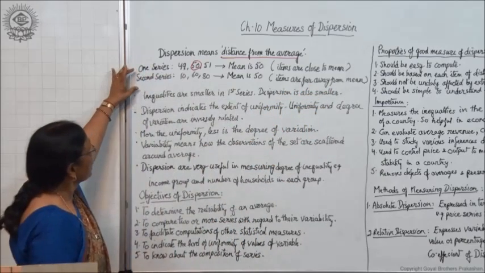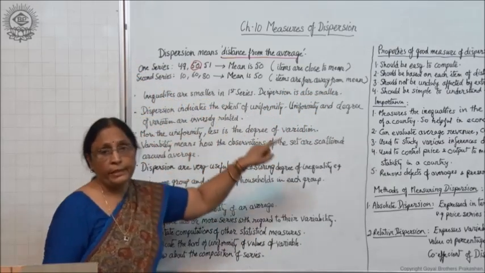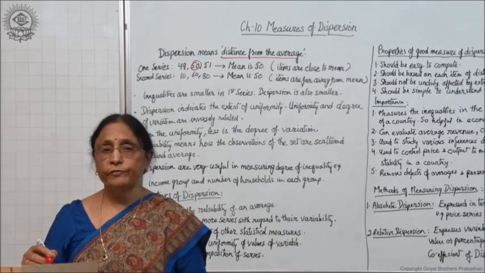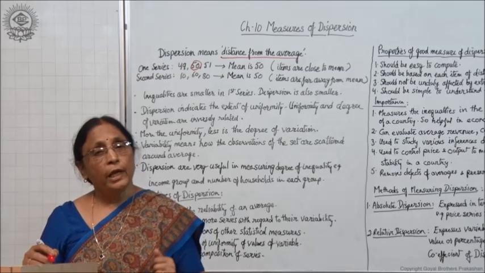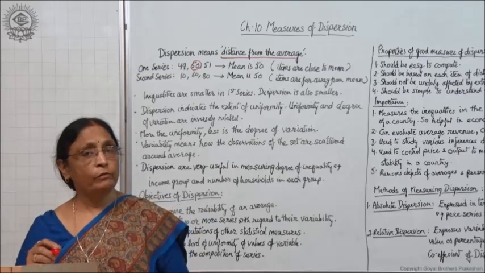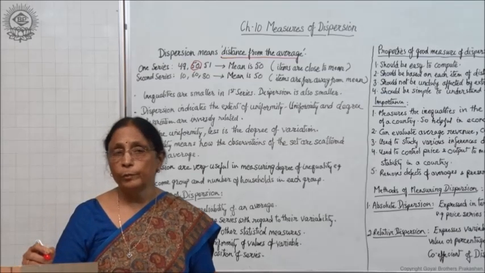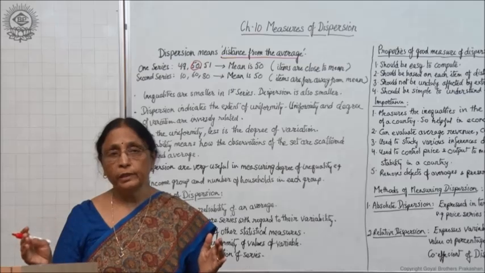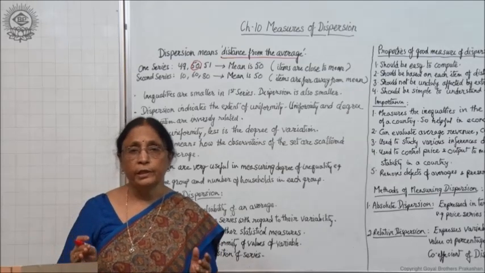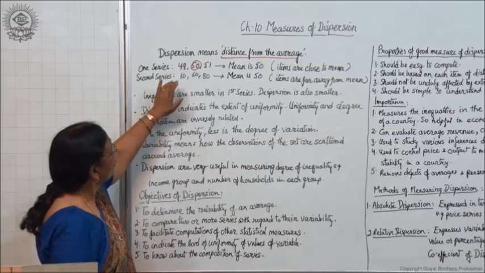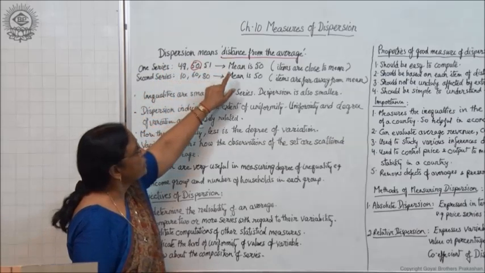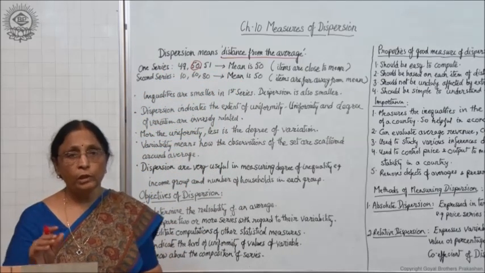So in these two cases you say that mean is the same, mean is 50, but the figures are scattered in a different manner, right. And if we calculate only mean and make the analysis on the basis of calculation of mean only, our analysis will not be complete, because it will not be clear how much the series are scattered or how much the data is scattered, right. So for this purpose we have to calculate dispersion. So dispersion means distance from the average. This will give you a better picture.